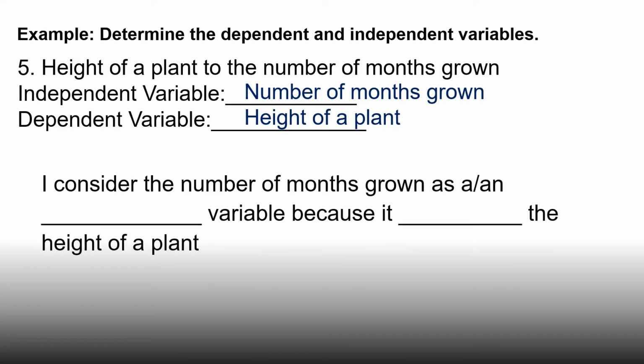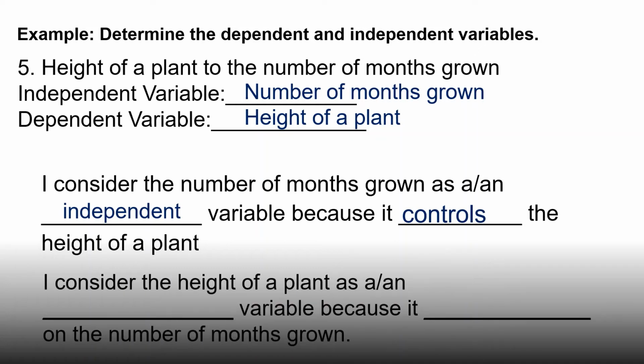Now, we have the statement, I consider the number of months grown as independent variable because it controls the height of a plant. And I consider the height of a plant as a dependent variable because it depends on the number of months grown.